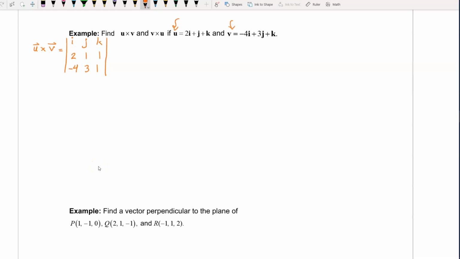We compute this 3 by 3 determinant by cofactors. So here we have i times, 1 times 1, that is 1, then minus 1 times 3. In the first part we worked on row 1 and column 1, so this was a positive sign.